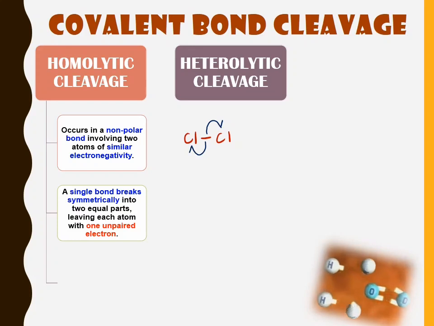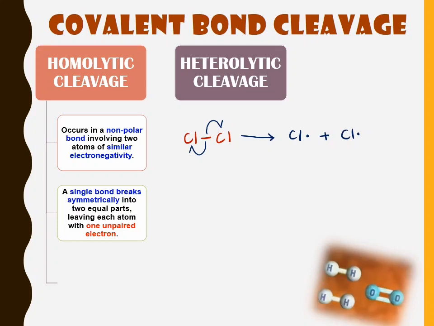Look at the arrow that I use here. The arrow that I use here is a half-headed arrow. It means movement of one electron. So this bond will break symmetrically into two equal parts, leaving each atom with one unpaired electron. So it will become Cl dot plus Cl dot. Dot refers to the electron.